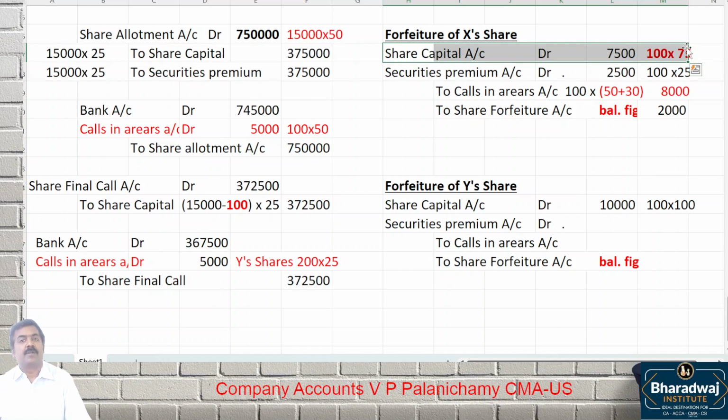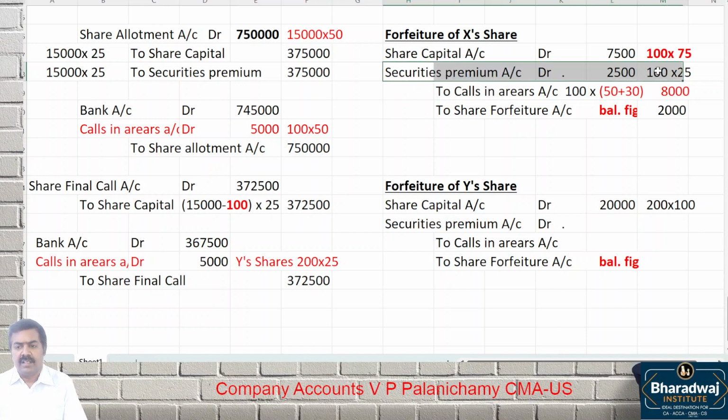Pay attention. Wait. இங்கேயே 75 போட்டோம். X cancel பண்ணும்போது ஏன் 75 போட்டீங்க? Shares are cancelled before final call, so 75. Okay, here shares are cancelled after final call, so full 100. While cancelling excess shares, 200 shares into 100, 20,000.